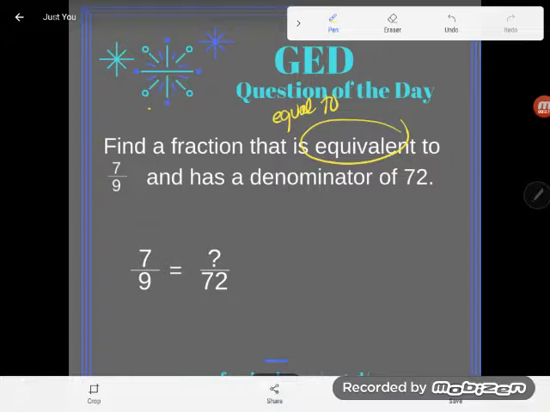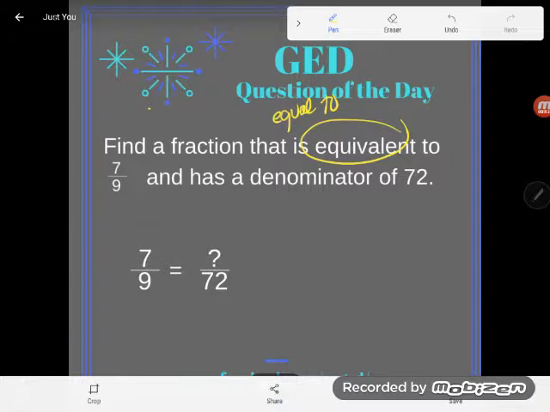Now, a lot of students are just stumped by this. They're like, how could it have a different number and yet still be equivalent? Let's remember that the value of a fraction is based on its relationship, not on the individual numbers, but on the relationship between the two numbers.